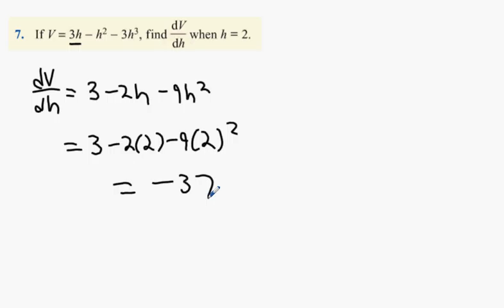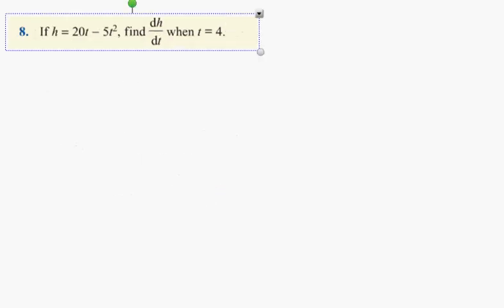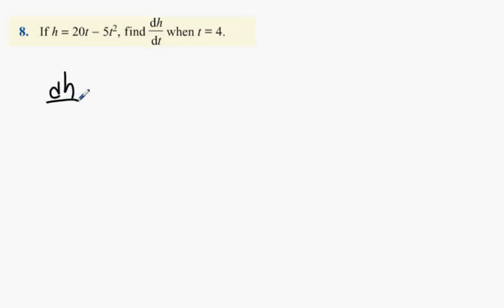Okay. Now, question 8. Daniel, differentiate. You differentiate 20t, what do you get? 20. When you differentiate 5t squared, bring the 2 to the front, multiply by the minus 5, you get minus 10t. Then what do you replace t with? 20.